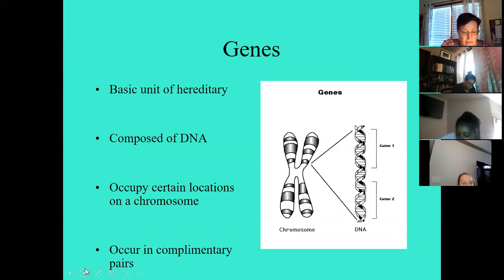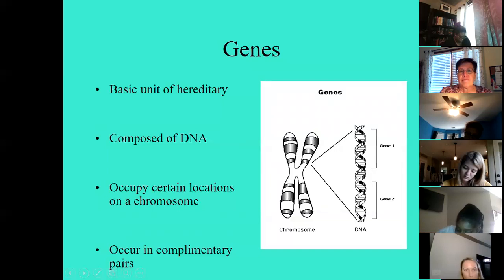So here's a question. How many genes do we have? 23. 23. You're thinking chromosomes. The genes are on the chromosomes, but how many? 46. Nope, you're thinking chromosomes too. Thinking thousands. Thousands. Millions. Anybody else want to guess?